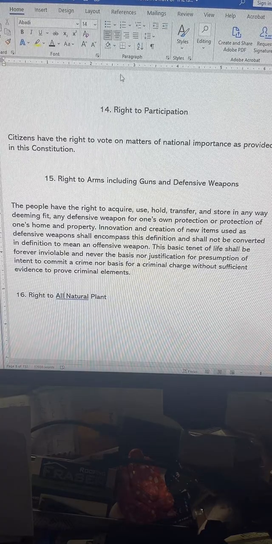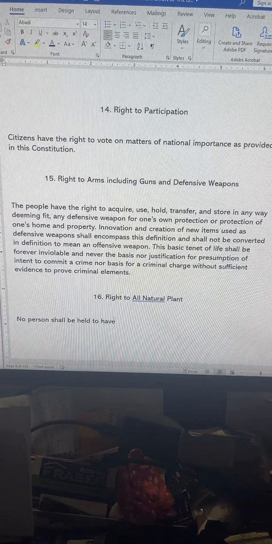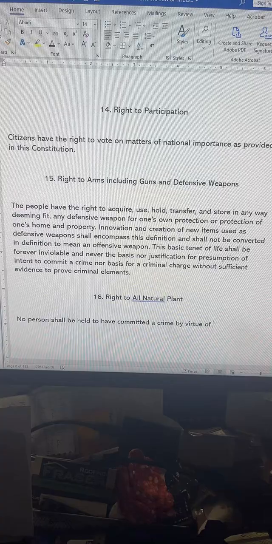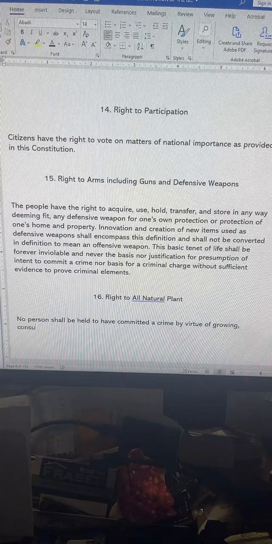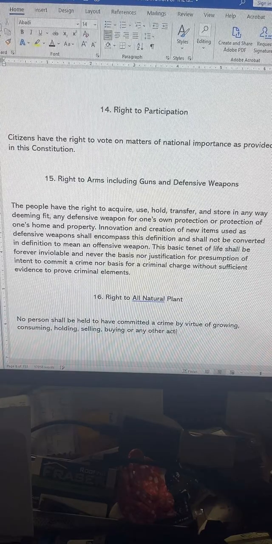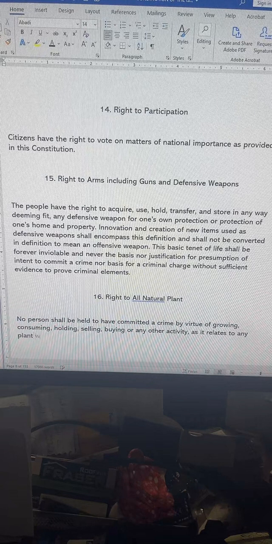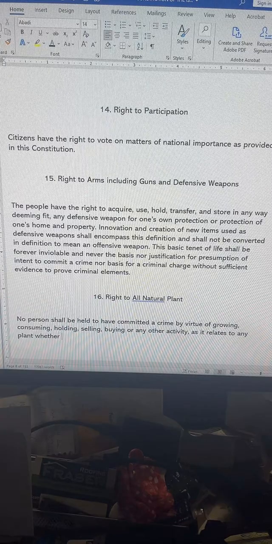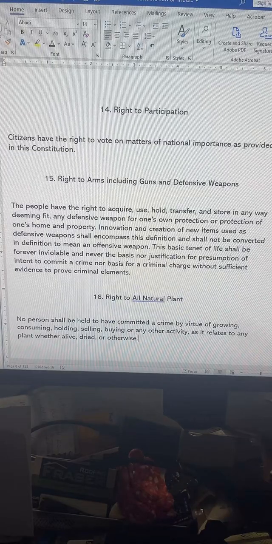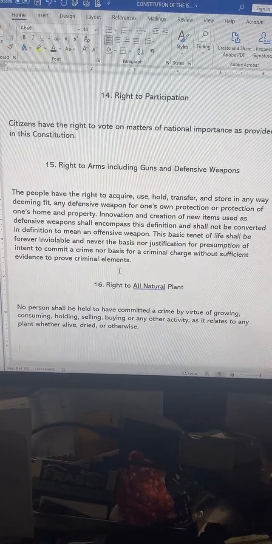So let us center this. No person shall be held to have committed a crime by virtue of growing, consuming, holding, selling, buying, or any other activity as it relates to any plant, whether alive, dried, or otherwise. Simple. Right? Out of public use one. A hammer is as dangerous as a machete. Exactly.